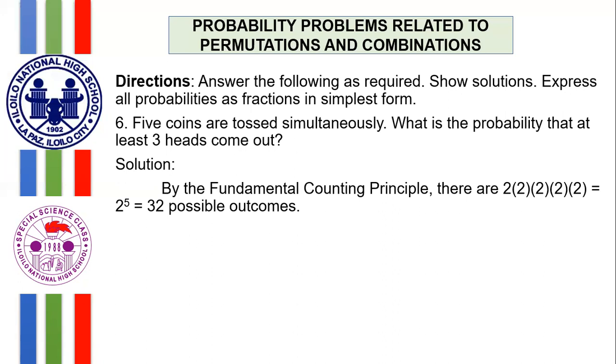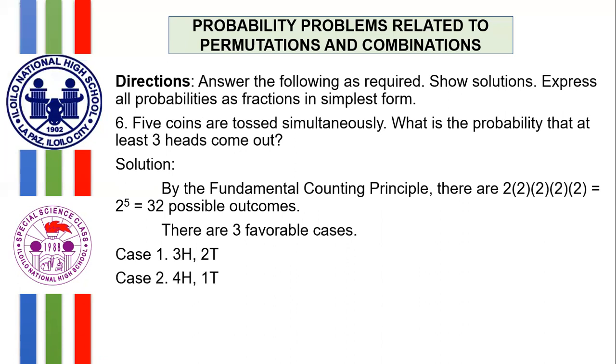However, if you have at least 3 heads, then the minimum number of heads that come out is 3. So there are 3 favorable cases for such. Case 1 is 3 heads and 2 tails. Case 2 is 4 heads, 1 tail. And case 3 is 5 heads and that you have no tail. So we will have the combination of each.